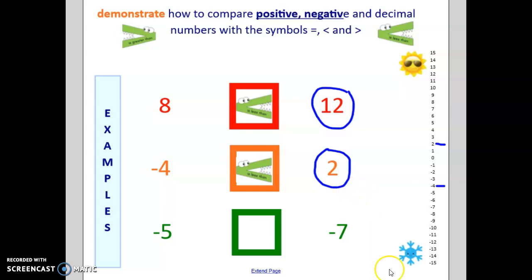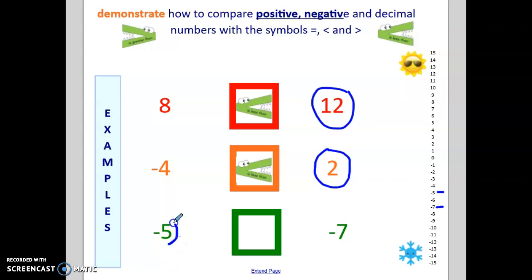My final statement, and this is the tricky one because it's 2 negatives on this one, and this really does catch people out because I know people struggle a little bit with negative numbers. So I have -5, which is here, and -7, which is here. So out of those two numbers, which one is closer to the sun? Which one is warmer? Which one is higher? Yes, -5. So that's the one I'm going to circle.